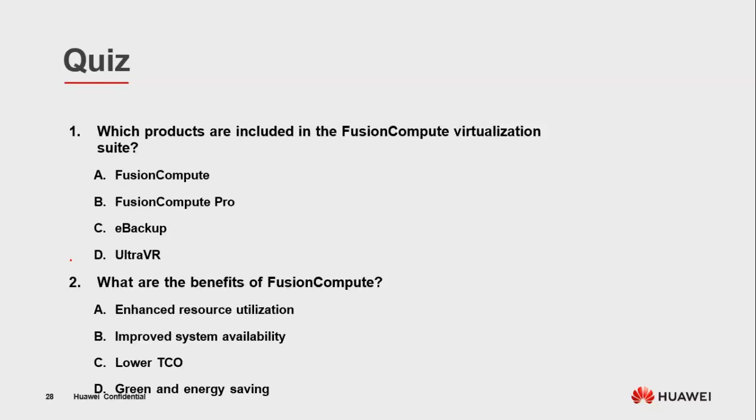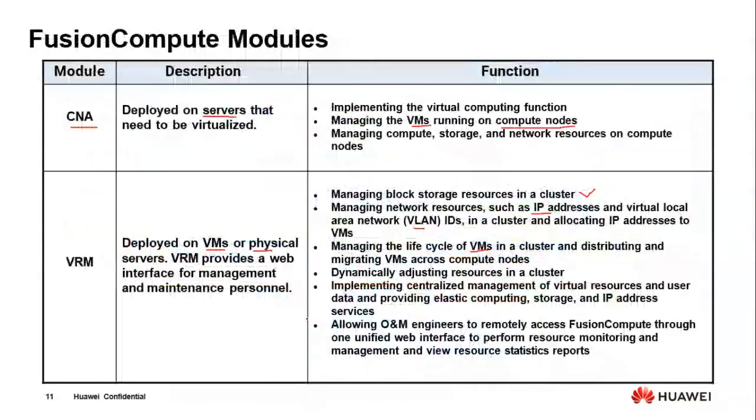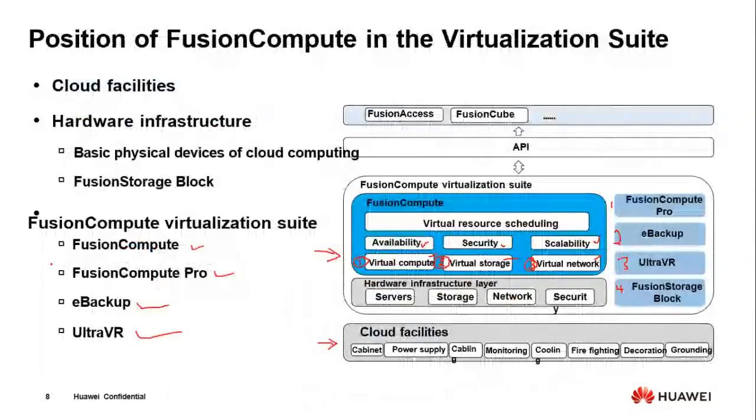eBackup. eBackup, this one? Correct. And what? This one? This one and this one. All of them are correct, actually. All of them are correct. So you need to go back a few steps backward, and you can see the slides. This is the slide: Fusion Compute Pro, eBackup, and Ultra VR.